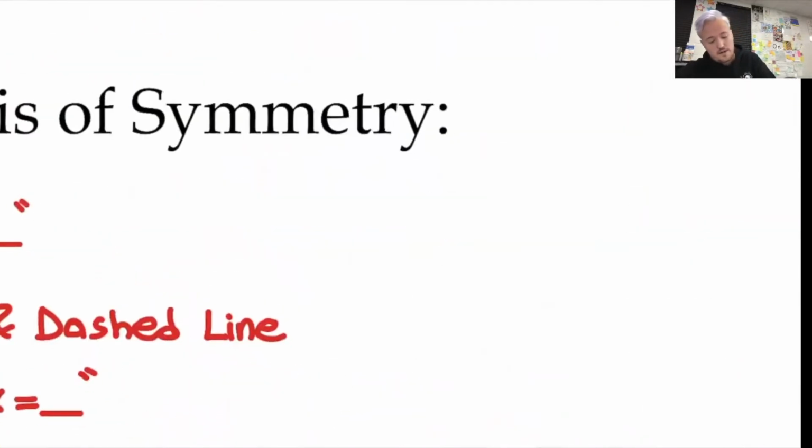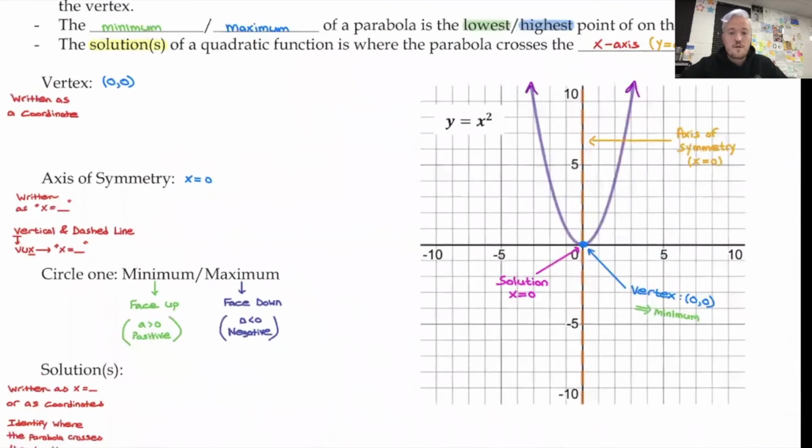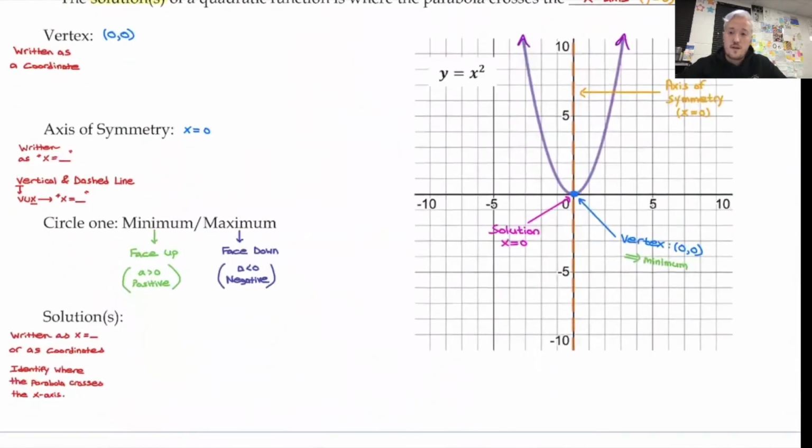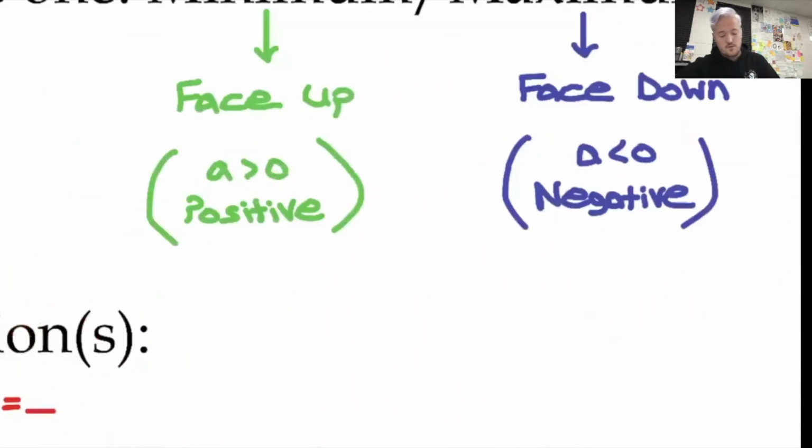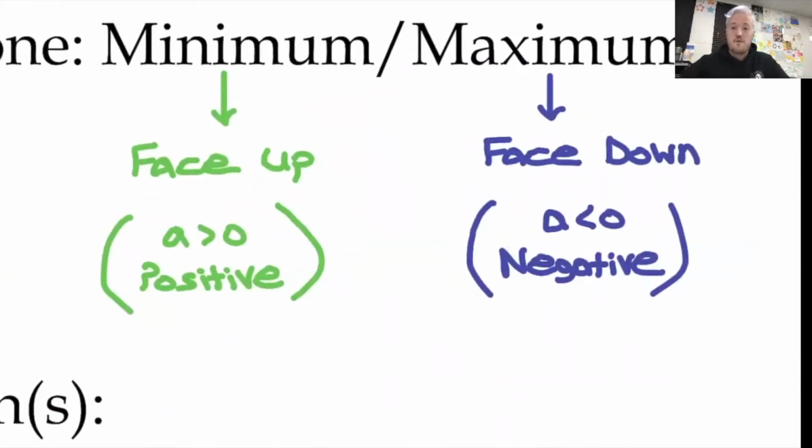So over here, your axis of symmetry is x equals 0. All right. So now we want to determine if it's going to have a minimum or a maximum. Keep in mind, because our parabola faces up, our a value is going to be positive. So that's what's written over here. Now, if our a value is negative, if we have a negative in the very front, that means it's going to face down, which means it's going to have a maximum.